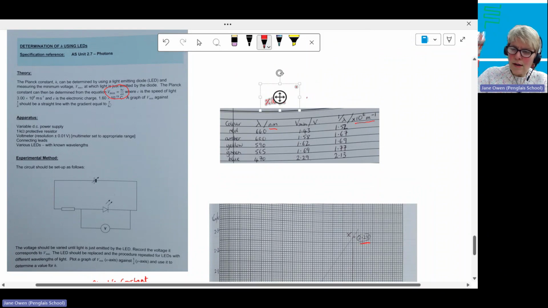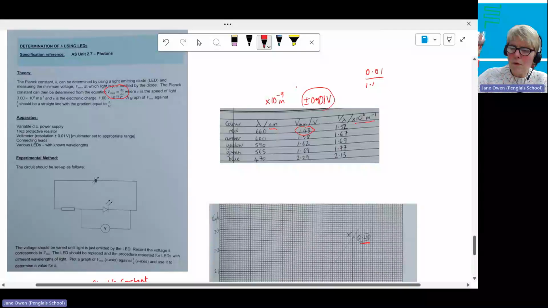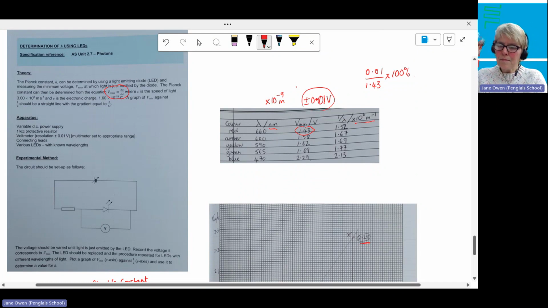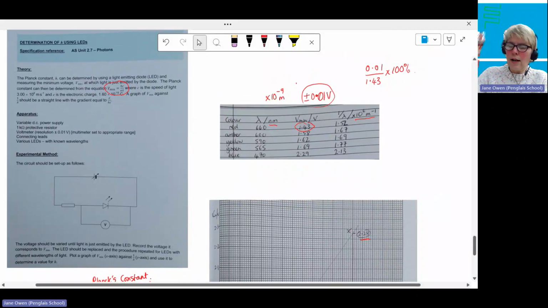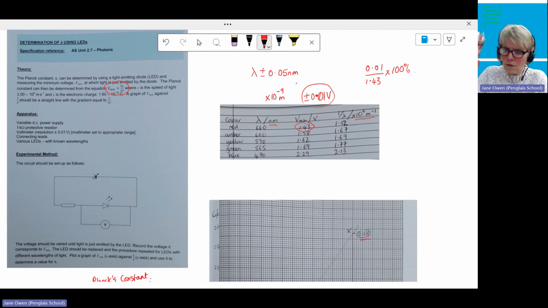So, for example, you can work out the uncertainty of the voltage reading because it's plus or minus 0.01 volts, and work out what that is as a percentage uncertainty of the smallest reading, so 0.01 over 1.43 times 100% to work out what that percentage uncertainty is. Maybe for lambda, the wavelength on the LED will have an uncertainty of some sort, say plus or minus 0.05 nanometers. And again, you can work that out as an uncertainty of the smallest reading.